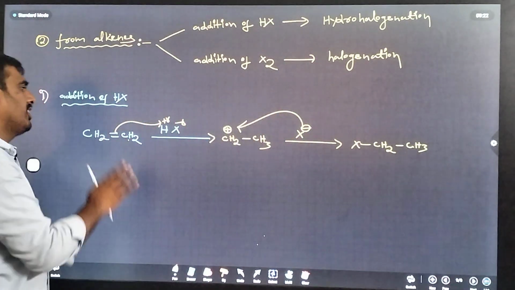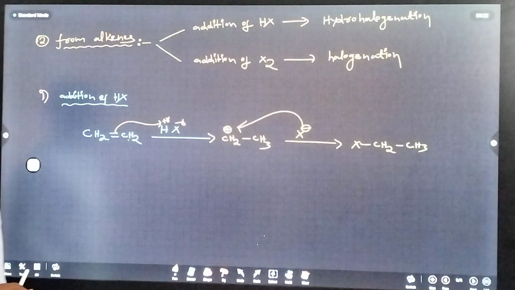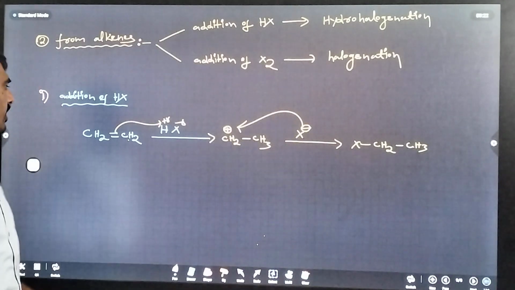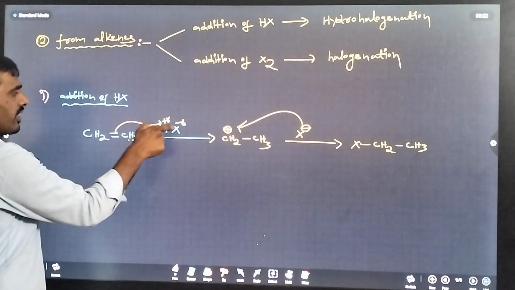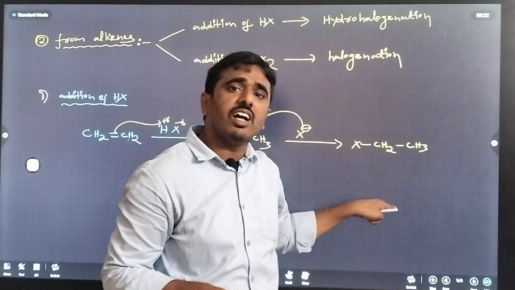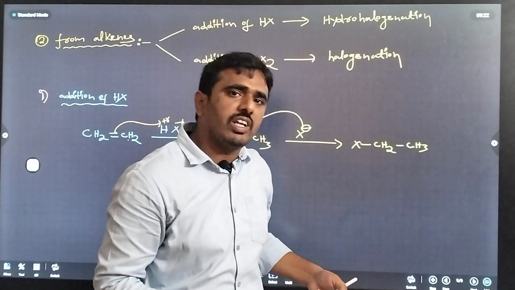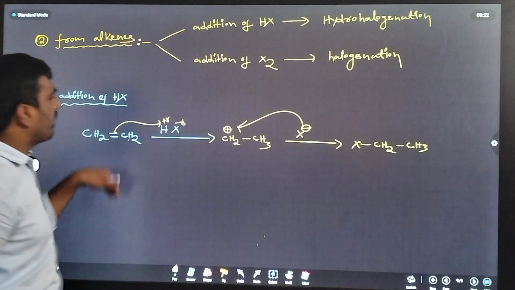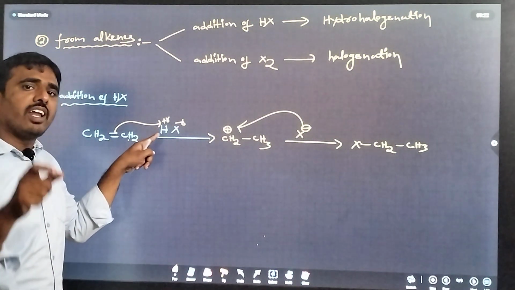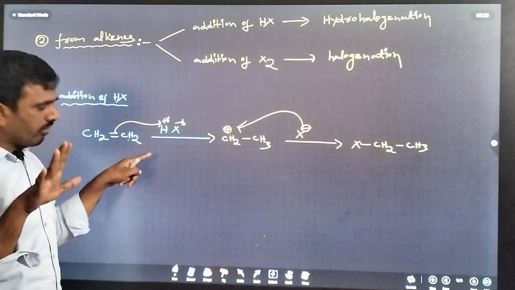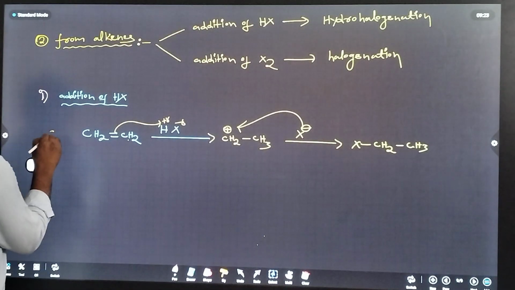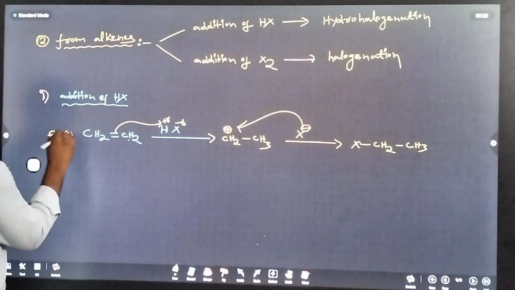This is an addition reaction. Addition reaction means two compounds combine to give a single product. This alkene is one reactant and HX is another. These two combine to give a single product, that's why this is an addition reaction. So what is electrophilic addition? This reaction is initiated by the electrophile. Electrophile means H plus. Electron deficient species are called electrophiles. So this is one example.